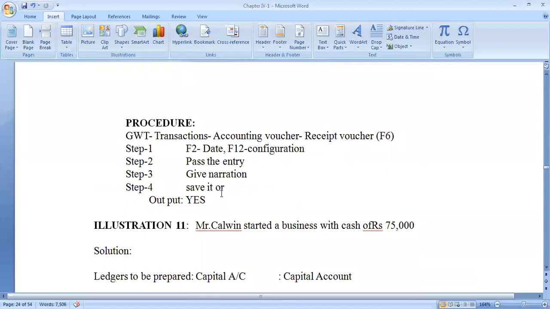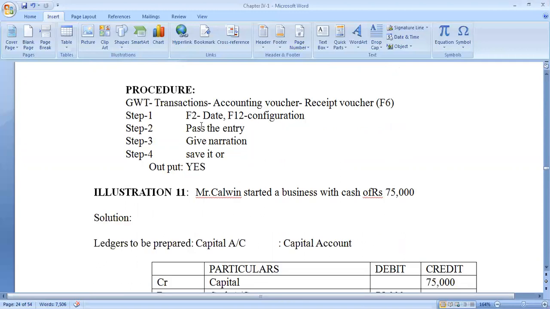So what is the procedure? Go to Gateway of Tally. Transactions will be recorded: Accounting Vouchers, Receipt Voucher. So step 1, this is how you need to elaborate with your points from the examination point of view. F2 date, F12 configuration. Again, step 2 is pass the entry. Step 3 is giving the narration. Step 4 is output, that is accepting yes or no.